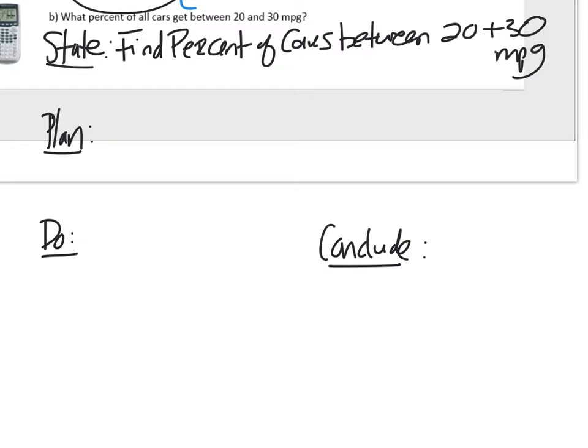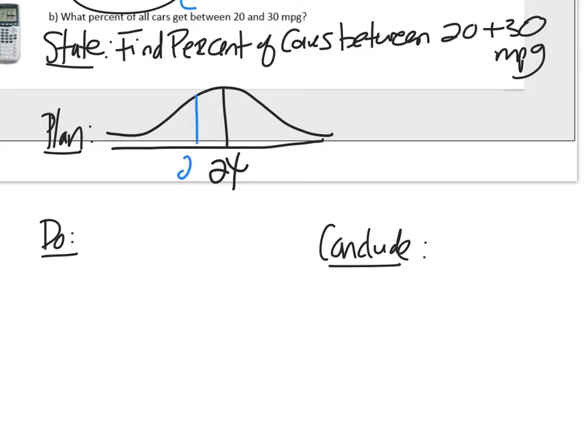Now the plan on here, let's just do the quick sketch of it. Remember the mean on here was 24 miles per gallon, so I'm going to put that in there. The quick sketch would be between 20 and 30, so I'm going to say 20 here and 30 here. So my plan is to find the area under the curve.